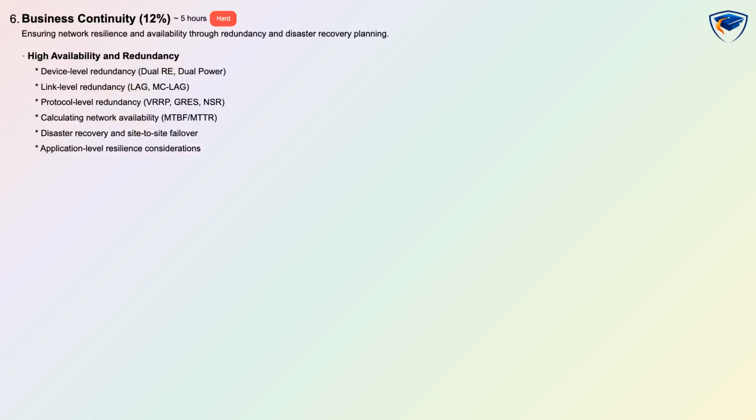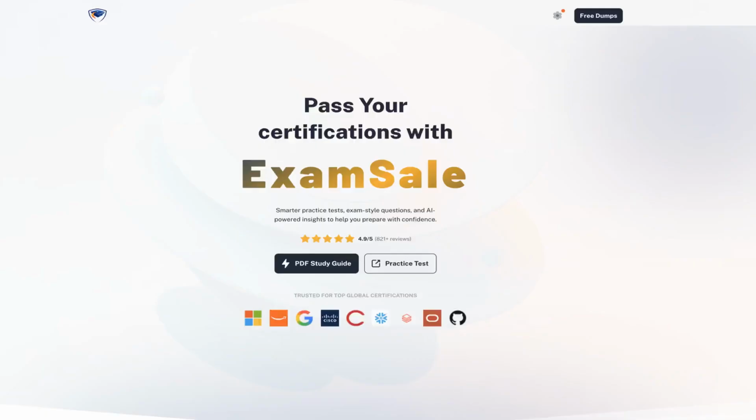Business Continuity is 12% and focuses on ensuring resilience and availability through redundancy and recovery planning. This hard domain needs about 5 hours of study and is evaluated with scenario-based questions. You will study device-level redundancy like dual routing engines and dual power, link-level redundancy including LAG and MC-LAG, protocol-level options such as VRRP, GRE and NSR, methods to calculate availability using MTBF and MTTR, disaster recovery and site-to-site failover planning, and application-level resilience considerations. That covers every JNCDA domain with the exact weights and the key topics you must master.